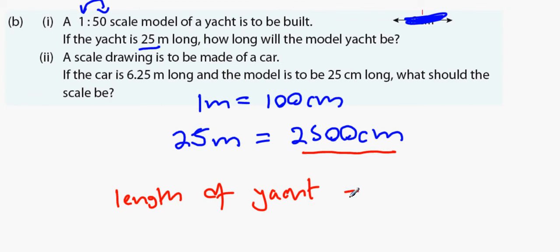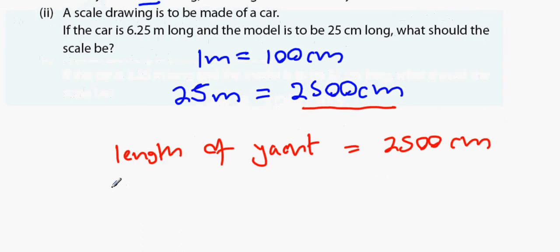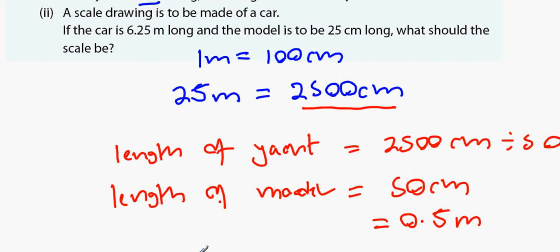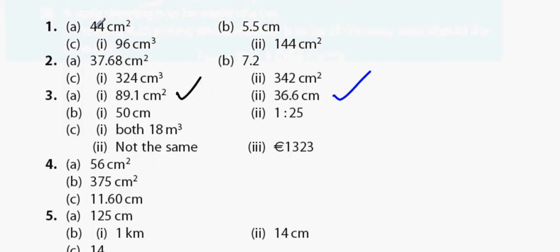Length of yacht is 2,500 centimeters. Now remember, the model is 50 times smaller, so length of model is just divided by 50. And what it's going to be, the length of the model, is 2,500 divided by 50. It's going to be 50 centimeters, or half a meter. Depends on what way you want the answer. Okay, so 50 centimeters or half a meter. So we'll see what way is given. It's given as 50 centimeters.